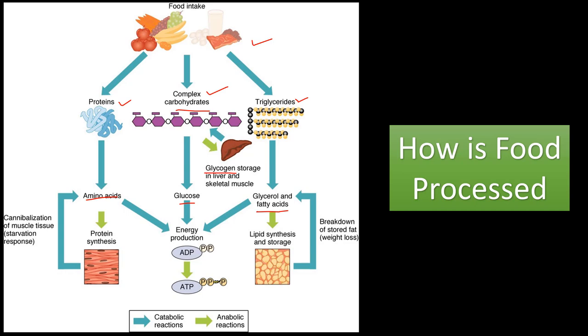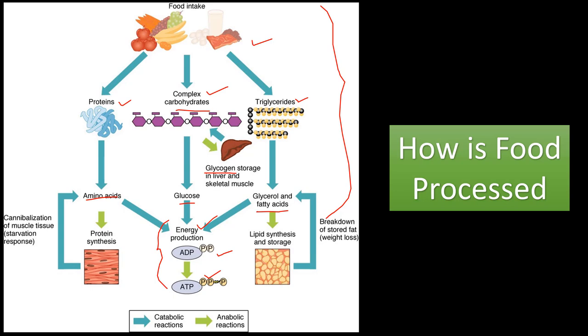Now, these glucose, amino acids, glycerol and fatty acids are responsible for the process of energy production in the form of ATP from ADP, or adenosine diphosphate. The process that happens from the food all the way to energy production is a pathway we're going to learn in the process of digestion. And the energy production we'll talk about in the process of respiration, or cellular respiration.